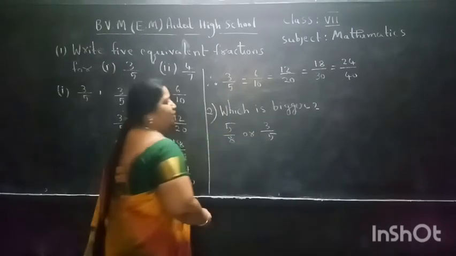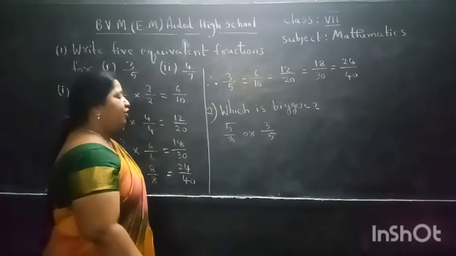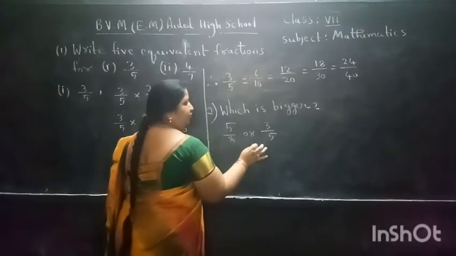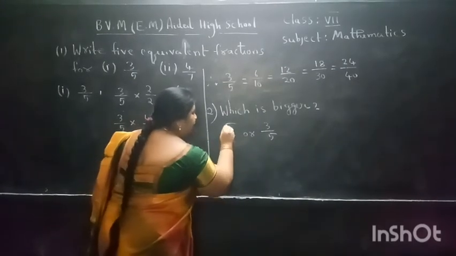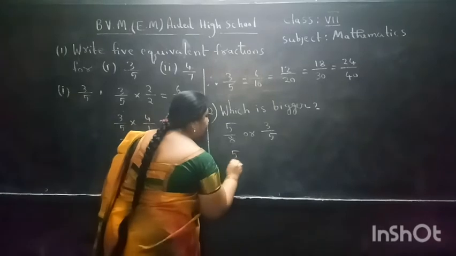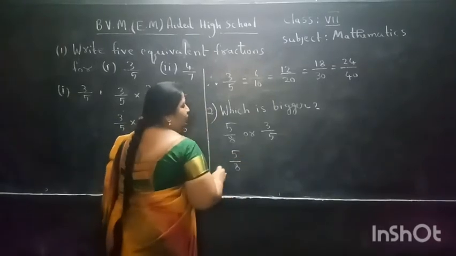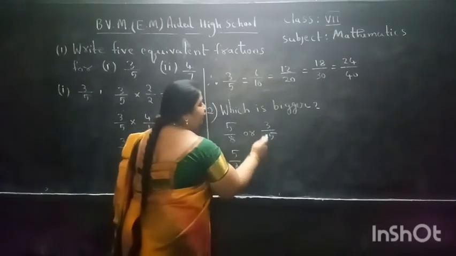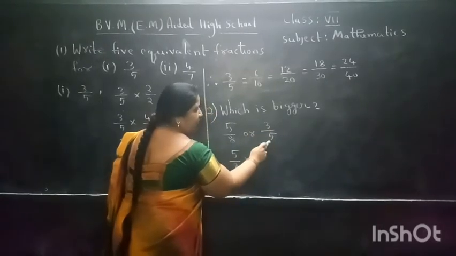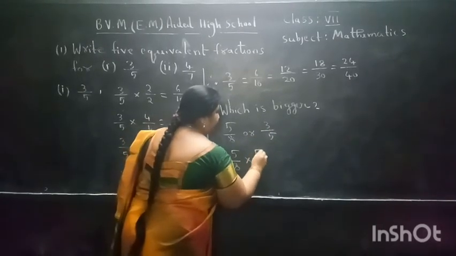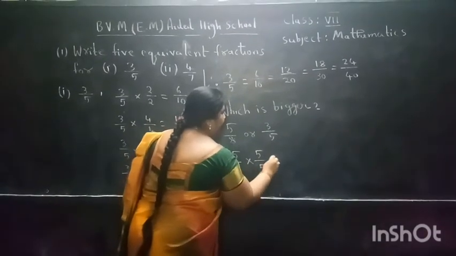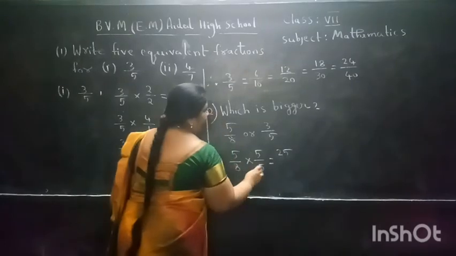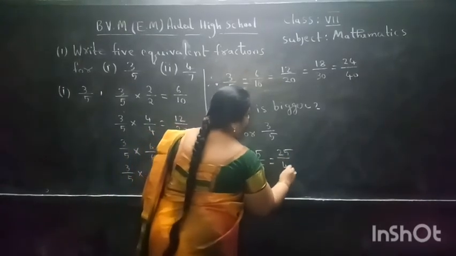Which one is the bigger fraction? How do you find out? Here numerators are different, denominators are different. First you take the first fraction, 5 by 8. Both the numerator and denominator are multiplied by the second fraction's denominator. What is the second fraction's denominator? 5. 5 by 5. 5 5s are 25. 8 5s are 40.